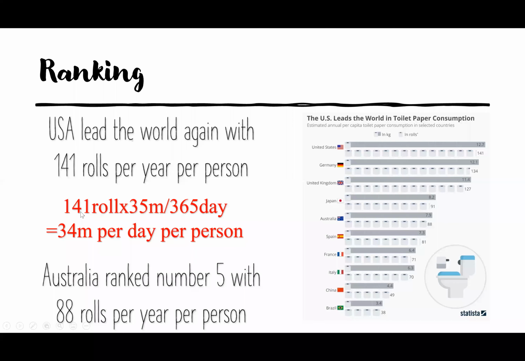They eat a lot and they use a lot of toilet paper, so they use 34 meters of toilet paper per day. In Australia, we use roughly half, so we use 17 meters per day per person. So if you use less than 17 meters per day, congratulations, you are saving the environment. You are also saving the toilet paper for Australia.